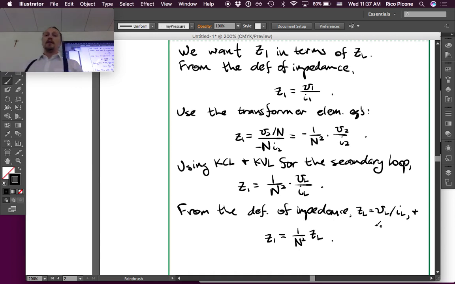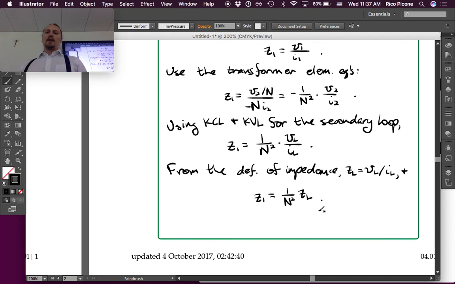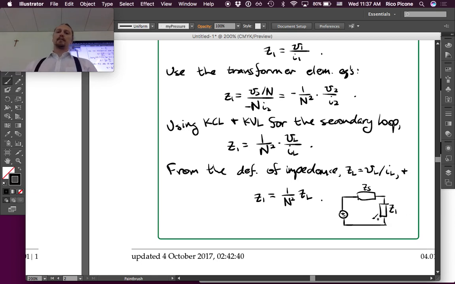So if we wanted to, we could draw ourselves a nice new circuit with our source impedance still there, ZS. And now instead of being connected to the transformer, it would be connected to this impedance Z1, right?